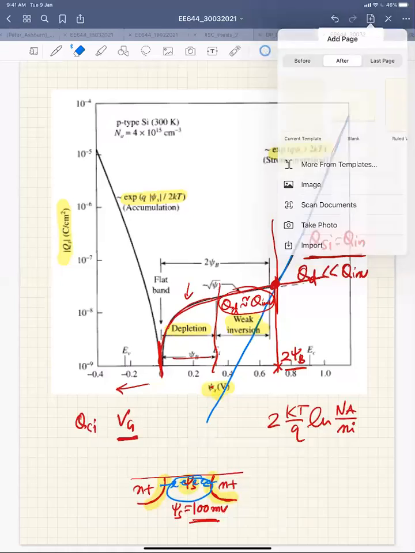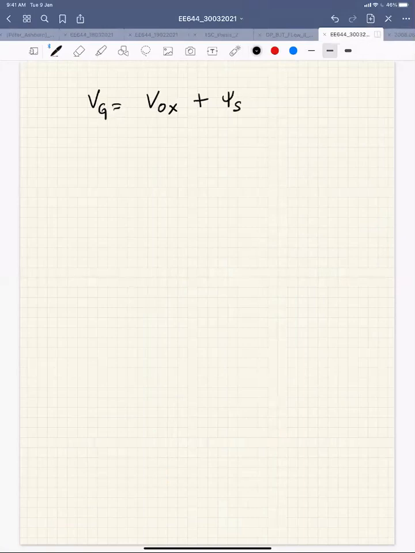So if I want to do that, we have done it. Your gate voltage is nothing but your potential drop across the oxide plus your potential drop across silicon, right? I could do it quickly, but we had already done that. So assuming there are no charges in the oxide, you could write this down.